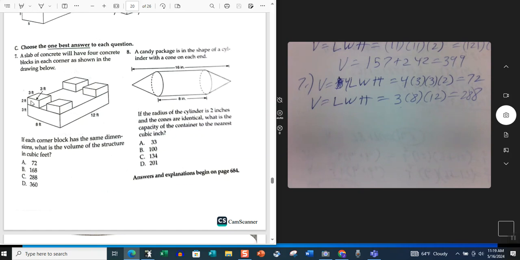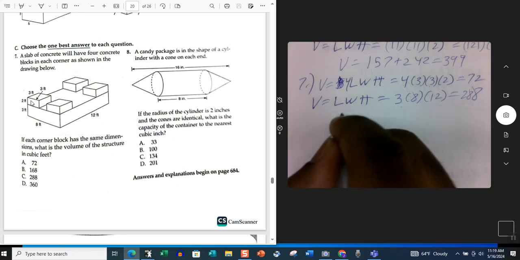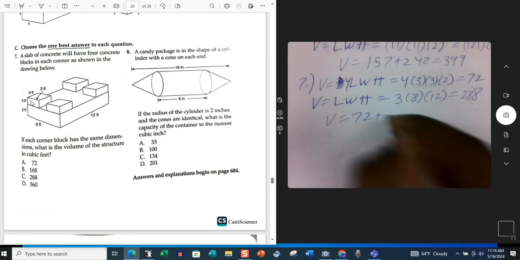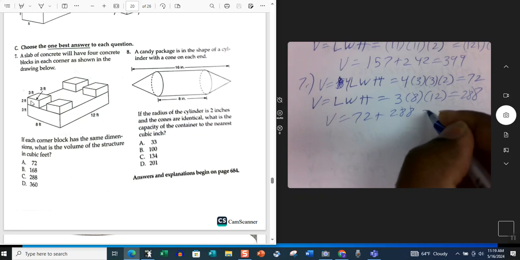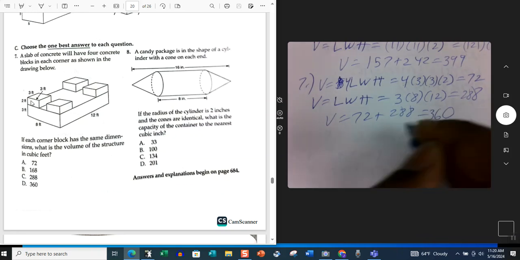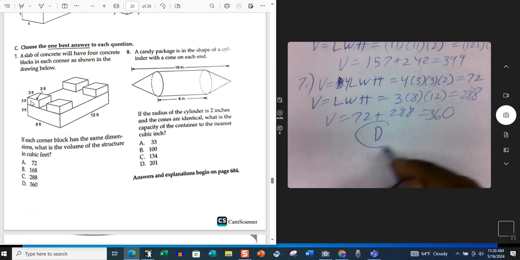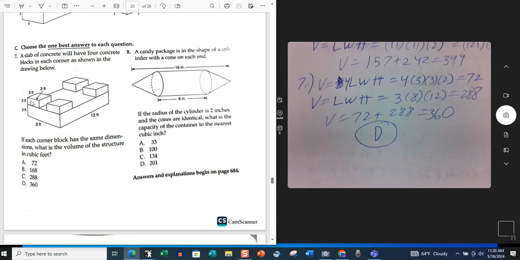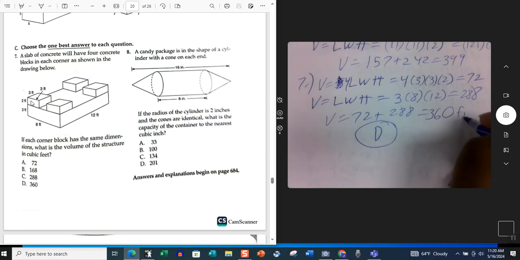All right, so we would add these together. We have 72 plus 288. See, 0 carry our 1, 6 carry our 1. So it'd be 360, which is D. So that is the volume of this whole figure for problem number 7. And that would be cubic feet.